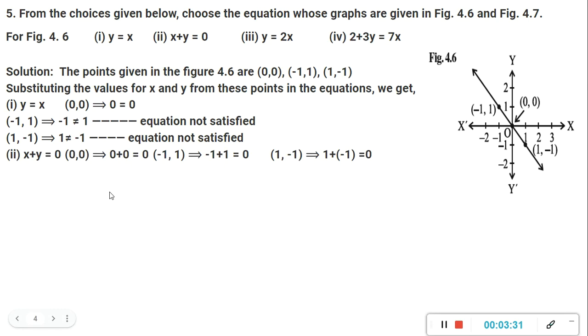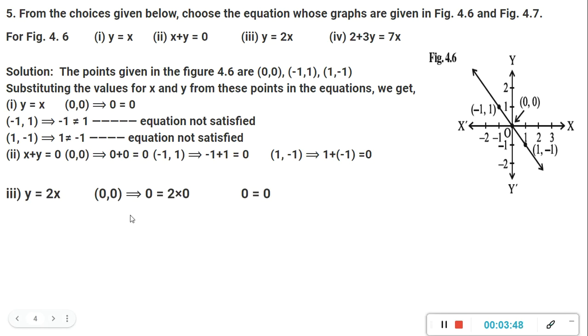Now the second equation, x plus y is equal to 0. 0 plus 0 is 0. Minus 1 plus 1 is also 0. 1 plus minus 1 is also 0. So the second equation is satisfied, right? Let's see whether the third and fourth are also satisfied or not.